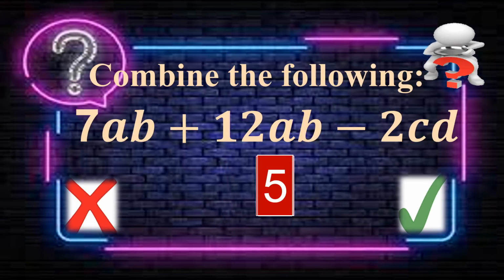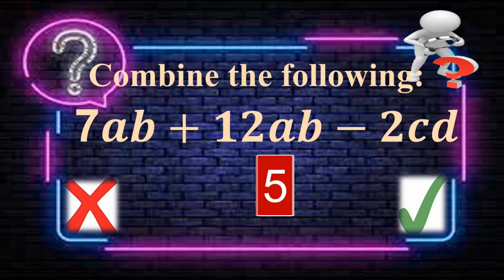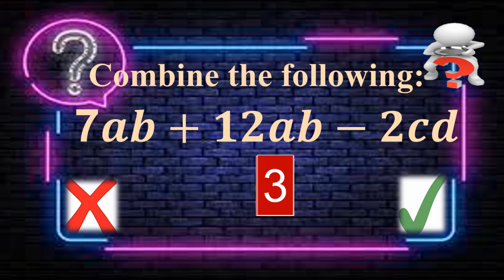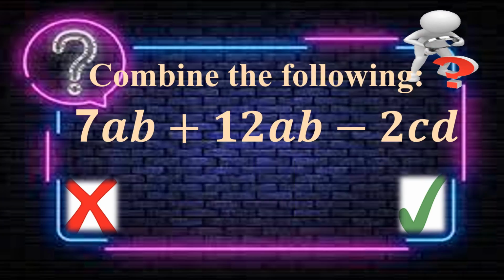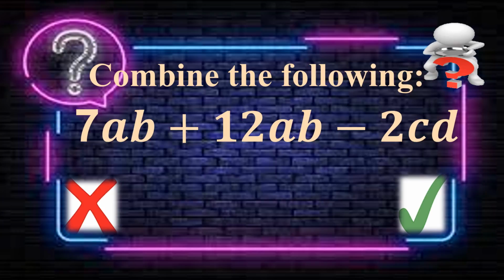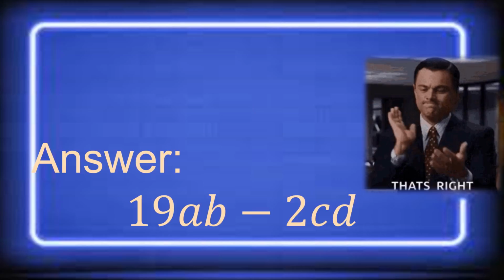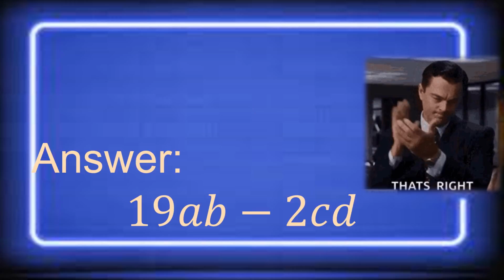Combine the following: 17ab plus 12ab minus 2cd. That's right, the answer is 29ab minus 2cd.